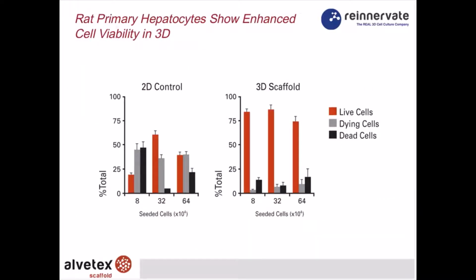With primary hepatocytes, we notice an enhancement in cell viability. If we look at 2D control and 3D Alvetex scaffold, and we determine the number of live, dying, and dead cells at different seeding densities, we can clearly see we have a greater proportion of live cells compared to the dead and dying, much more so than in the 2D situation.